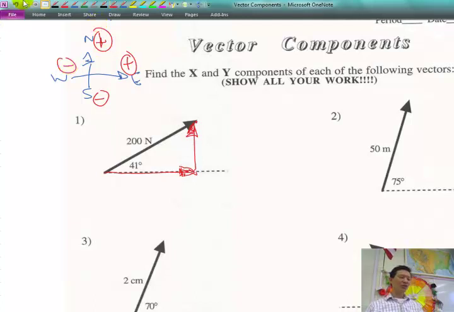Got it? So in our first one, this is pretty easy. This one pulls in which general direction? North and what? North and to the right, east. So have it point north and east, okay? And we're going to break this into an x component and a y component. That's the trick, okay? And these are both going to be positive values.